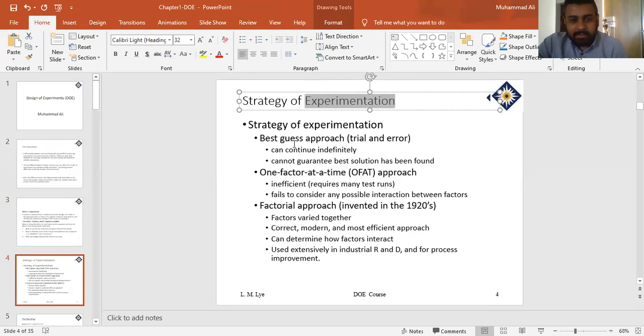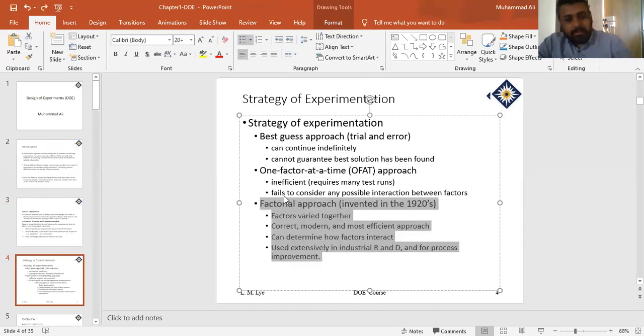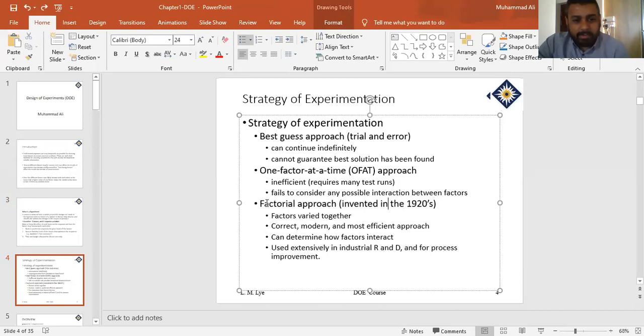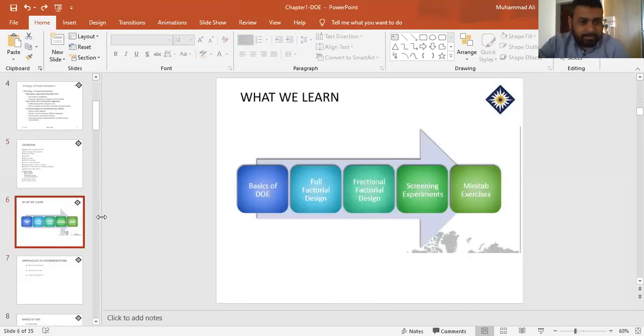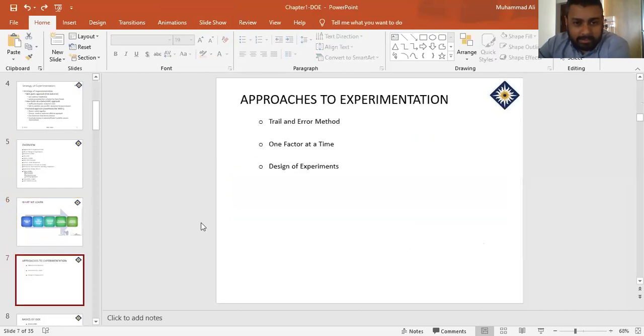Well, there are three stages of experimentation. We have the trial and error method, we have the one factor at a time approach, and we have the factorial approach. Factorial approach means we use more than one factor at a time to test our factors. We have a lot of experiments here that we will see in the coming time also. So in this lecture, we will talk about the design of experiments, factorials and factors, fractional factorial design, screening experiments, and so on. Basically, we are here to learn how we can design the experiments.